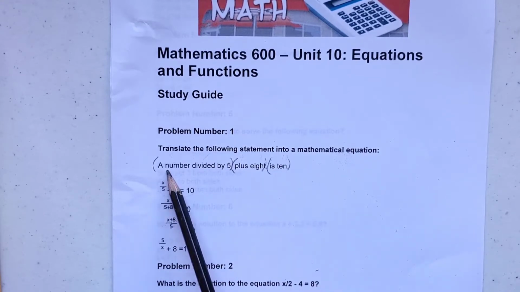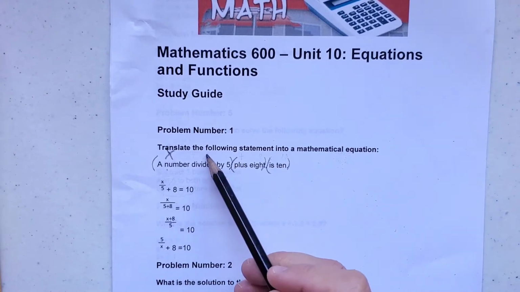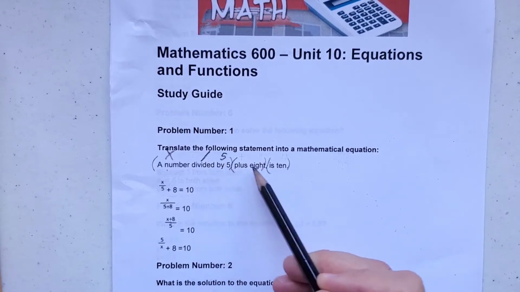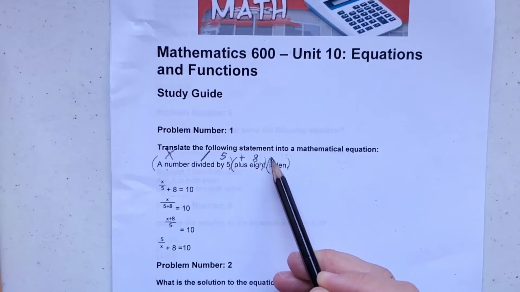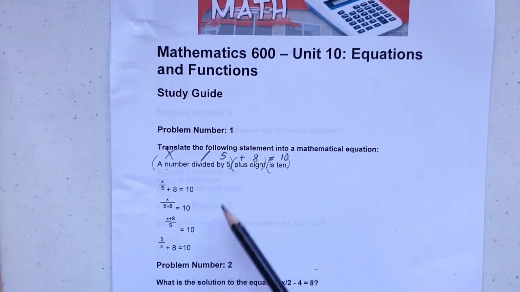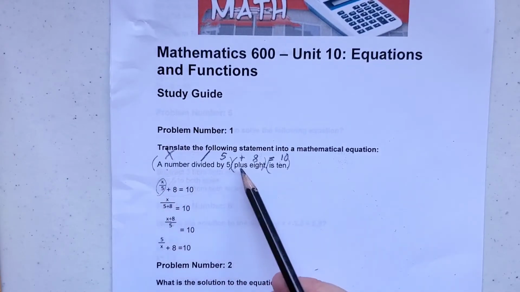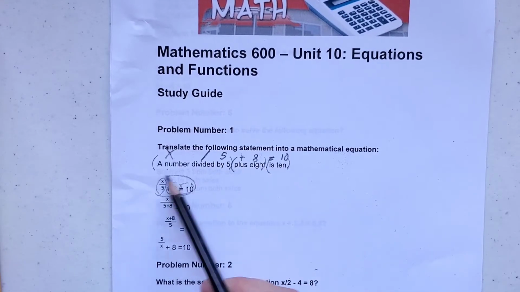A number is identified by a variable or a letter. That's what a variable means. It means we use a letter. Divided by is usually with the fraction bar. 5, plus 8, is, you use the equal sign for is, 10. Okay, so for this phrase right here, we have this. For this phrase we have this, and for this phrase we have this. So it would be this one right here.